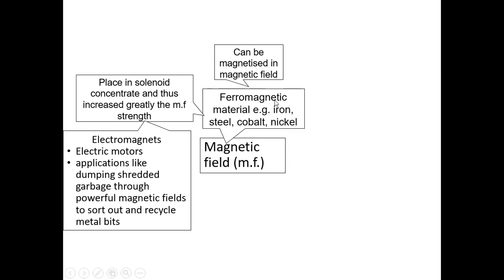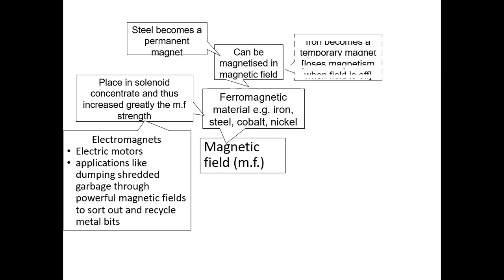Right? It can be magnetized. Ferromagnetic material can be magnetized. So with steel, you magnetize it in a coil of wire, it becomes a permanent magnet. It means you cannot remove the magnetism, it will stay there. Iron is a temporary magnet. That means as long as the current is flowing, it is a strong magnet. You switch off the current, it loses its magnetism. Right? That's why we call it soft magnetic material.